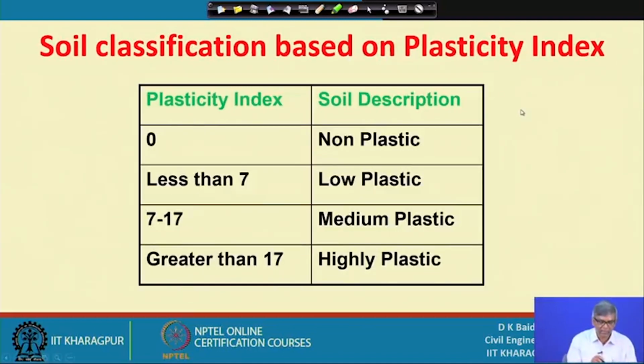Similarly, if the plasticity index is less than 7, the soil is classified as low plastic. If it is between 7 and 17, it is medium plastic. Greater than 17, it is highly plastic.